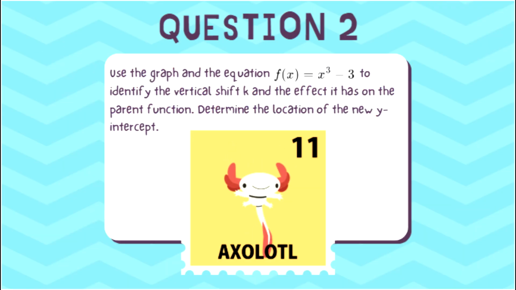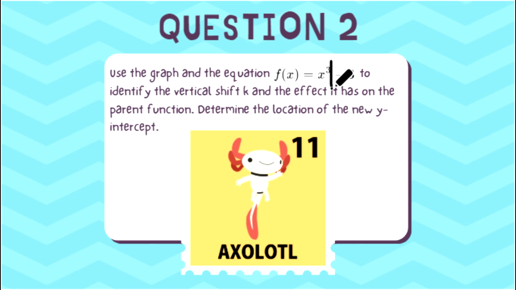Okay. Here's question 2, which is your turn. Use the graph and the equation f of x is equal to x cubed minus 3 to identify the vertical shift k and the effect it has on the parent function. Determine the location of the new y-intercept. Okay, so this one, pause the video, go do it, come back.